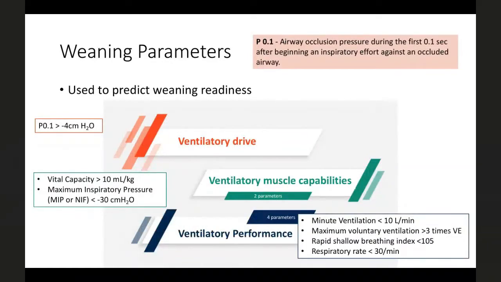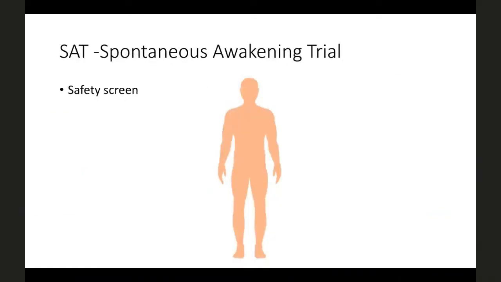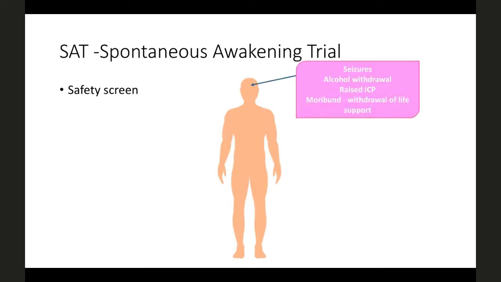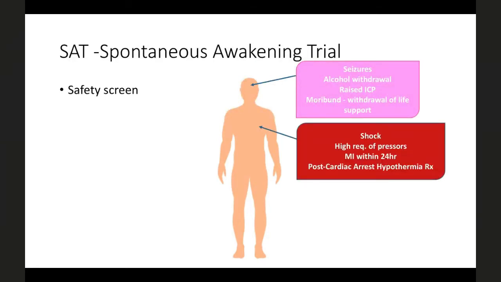respiratory rate less than 30 per minute. How do you do a spontaneous awakening trial? It starts with a safety screen. You have to rule out contraindications like seizures, alcohol withdrawal, raised ICP, moribund status, or waiting for withdrawal of life support. In the cardiovascular system, you check for shock, high requirement of pressors, myocardial ischemia within the last 24 hours, or if the patient is on post-cardiac arrest hypothermia protocol, you can't go for a spontaneous awakening trial.